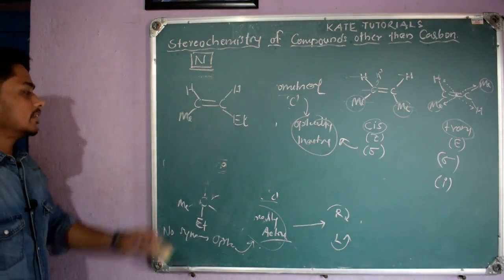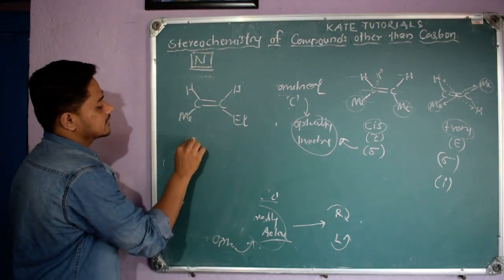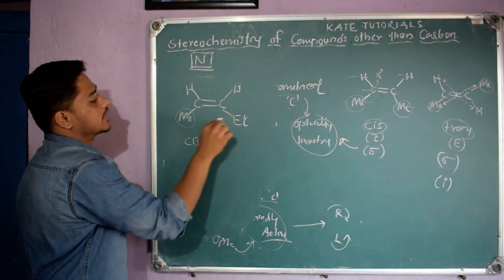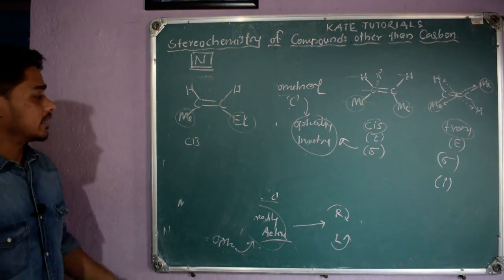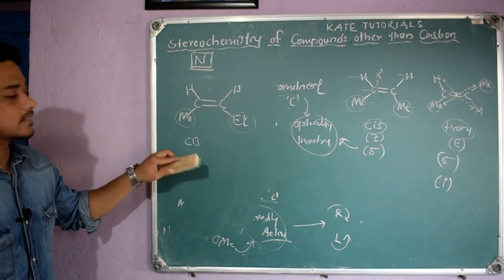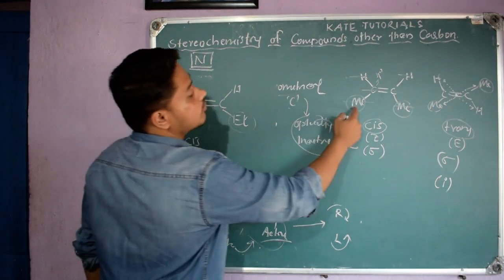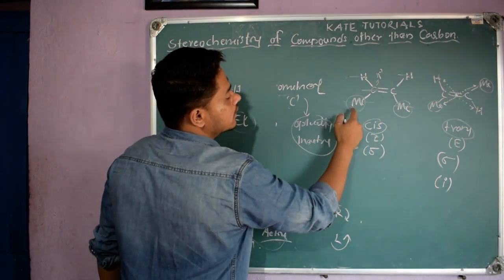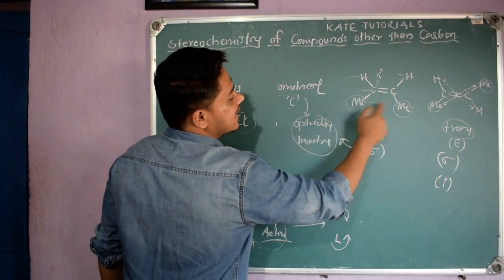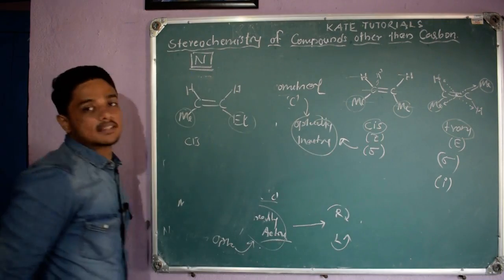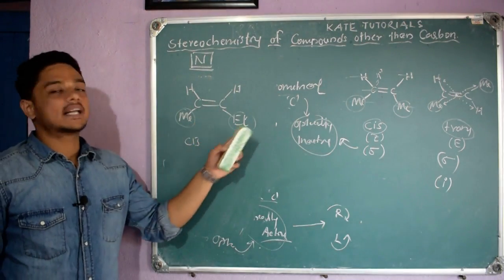If this is the case, we can't name it as cis. You will say both are bulky groups on the same side, so it is cis. But before, scientists gave cis or trans based on whether the same two atoms or groups are on the same side, then it is cis. But here we have different groups: here it is methyl, here it is ethyl.